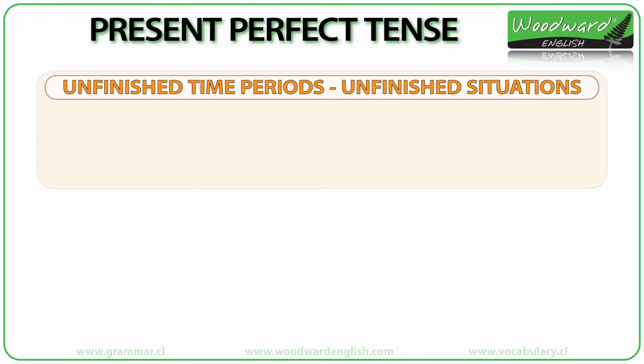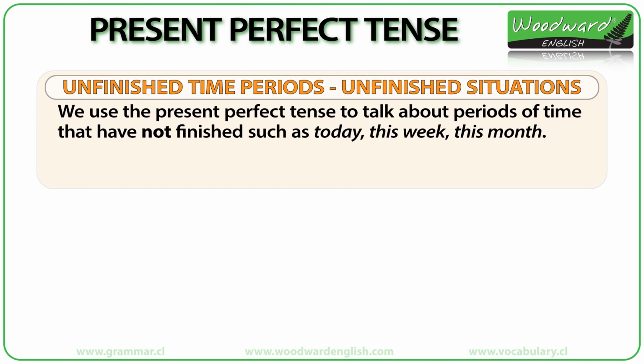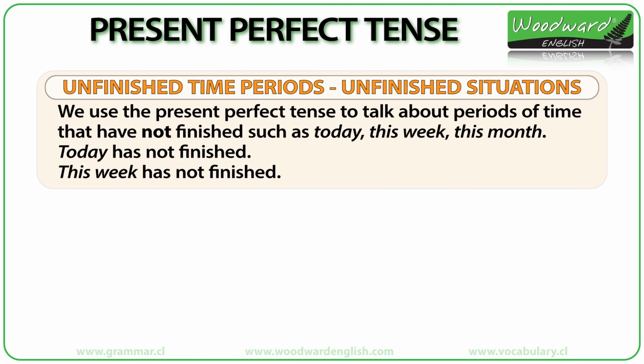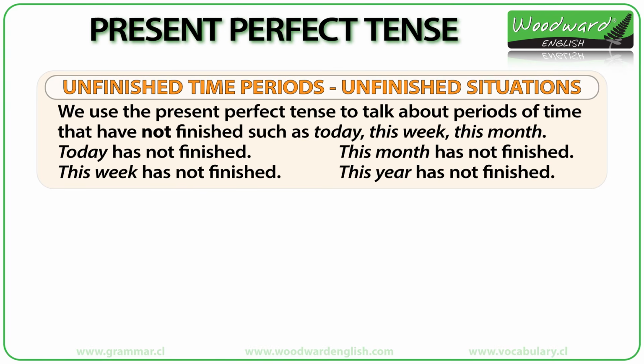With unfinished time periods, unfinished situations. We use the present perfect tense to talk about periods of time that have not finished, such as today, this week, this month. Today has not finished. This week has not finished. This month has not finished. This year has not finished. In these situations, we use the present perfect tense.